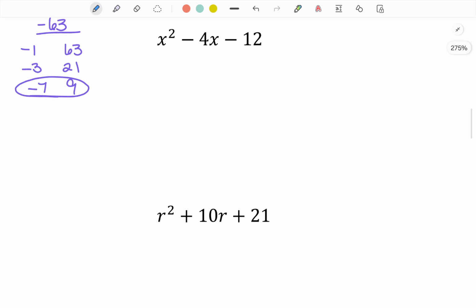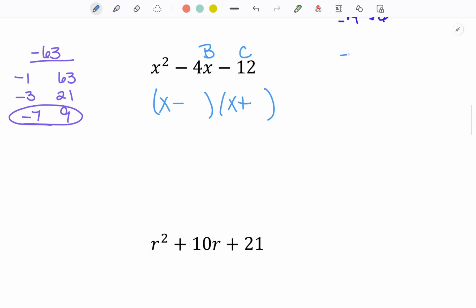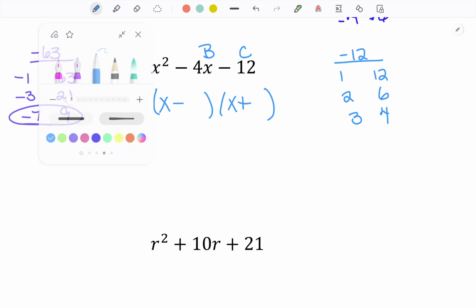So on our next problem, we have x squared minus 4x minus 12. Now again, c is negative. So since c is negative, then our signs are not going to match. But since b is negative, then our larger factor will have a negative sign on it. So we have x minus something and x plus something. And then we're going to look at our factors of negative 12. So we have 1 and 12, 2 and 6, and 3 and 4.